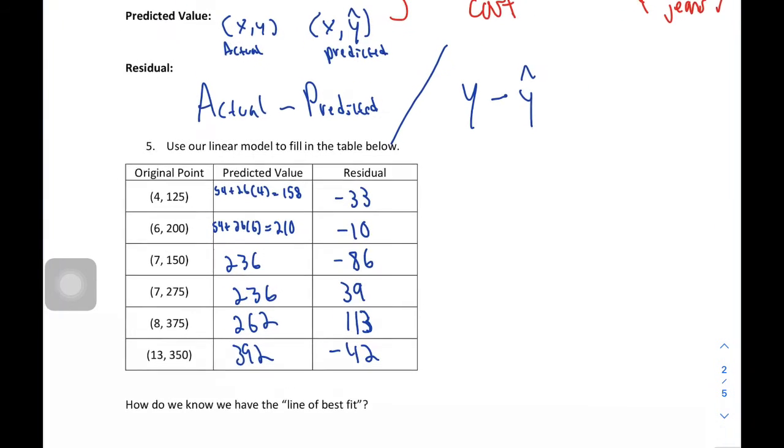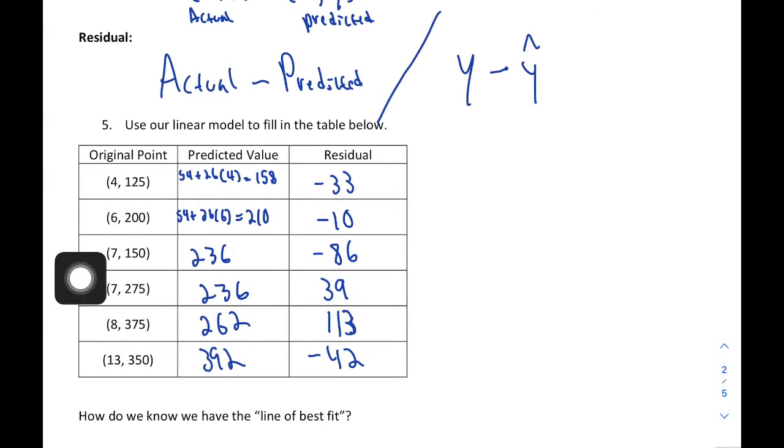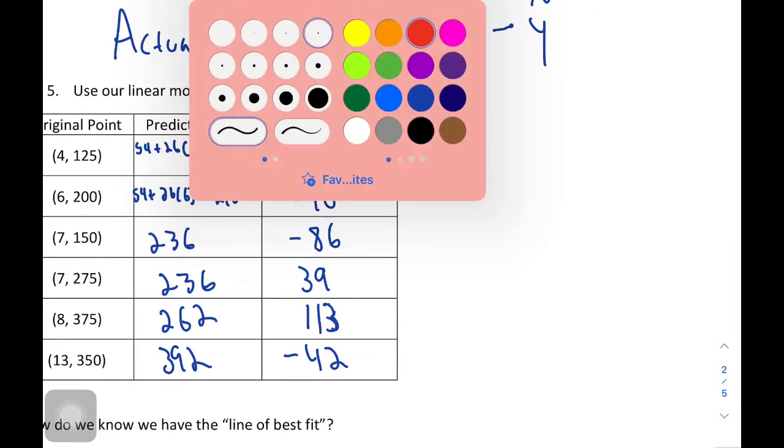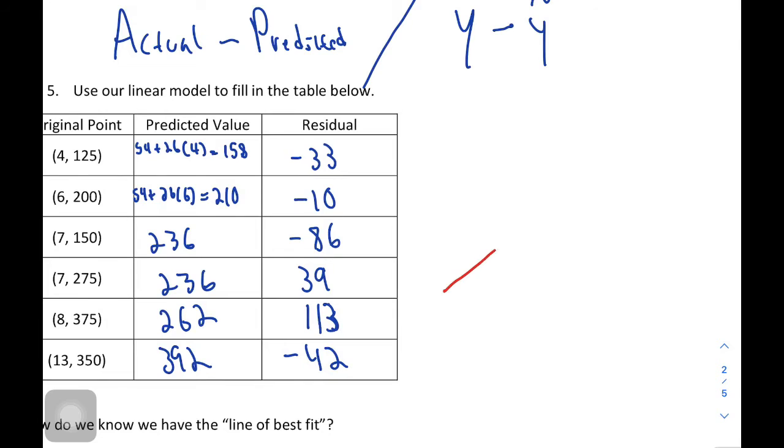If we filled in the rest of the table, here's what we get for our residuals. And if you notice, some of them are positive, these two, and then some of them are negative. So what that means, guys, is here's a little picture. Let's say this red line is our linear regression equation. So let's say this is our regression model.